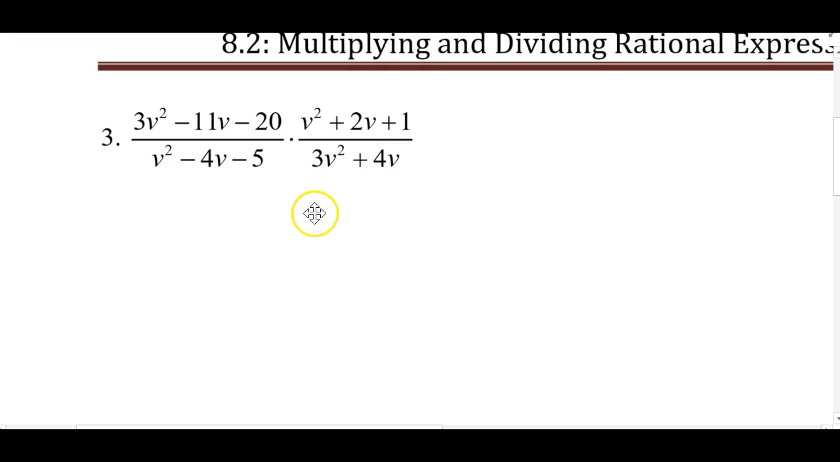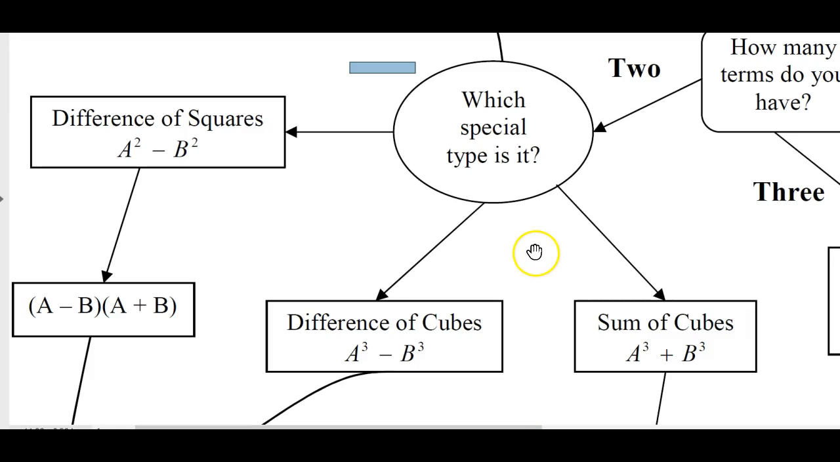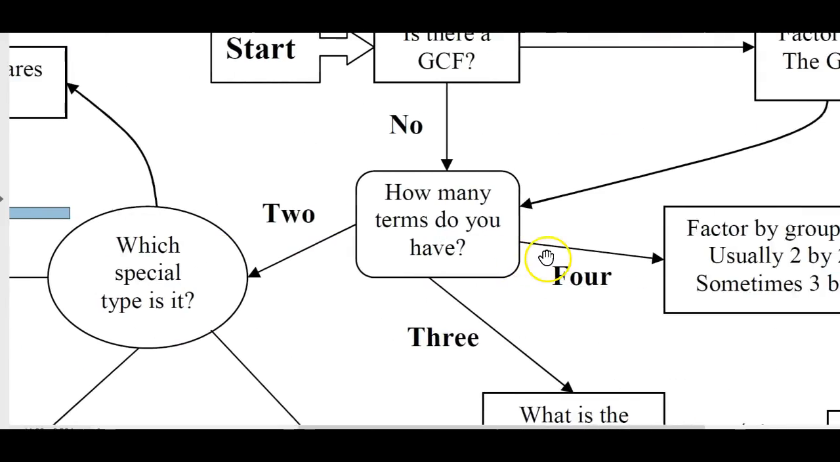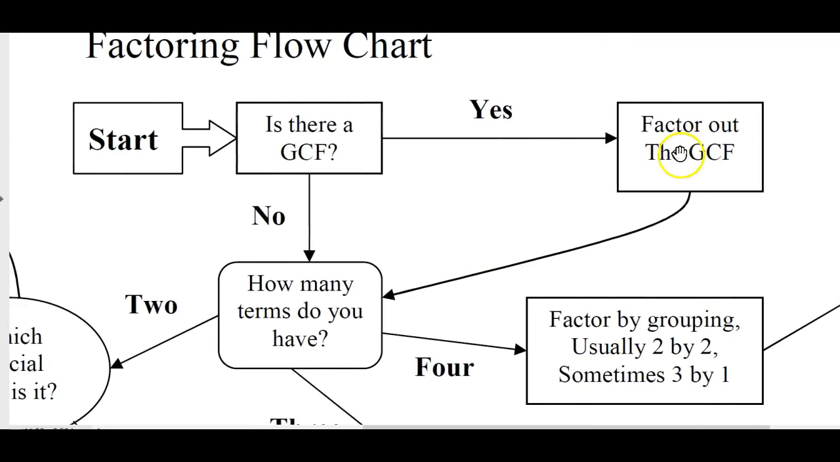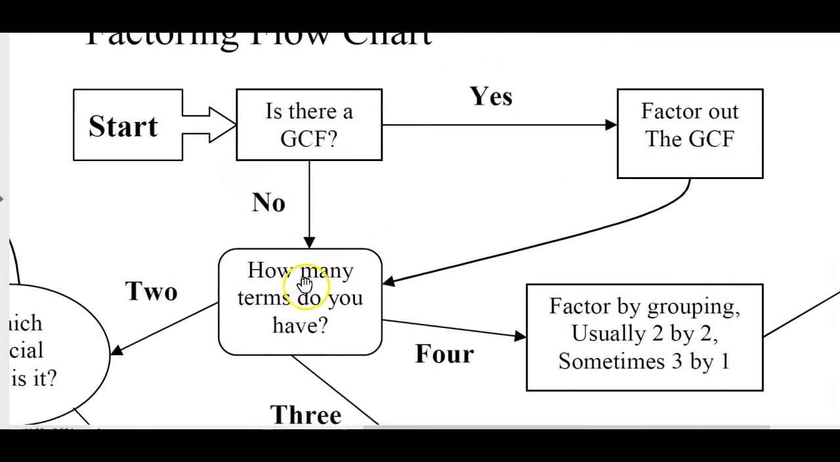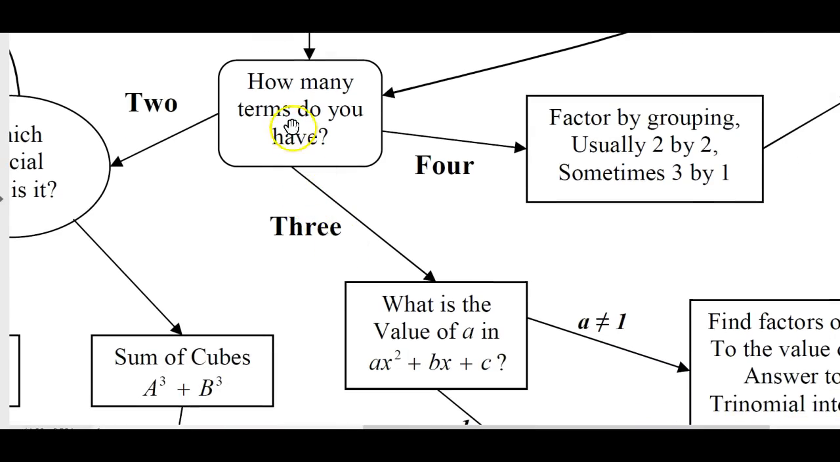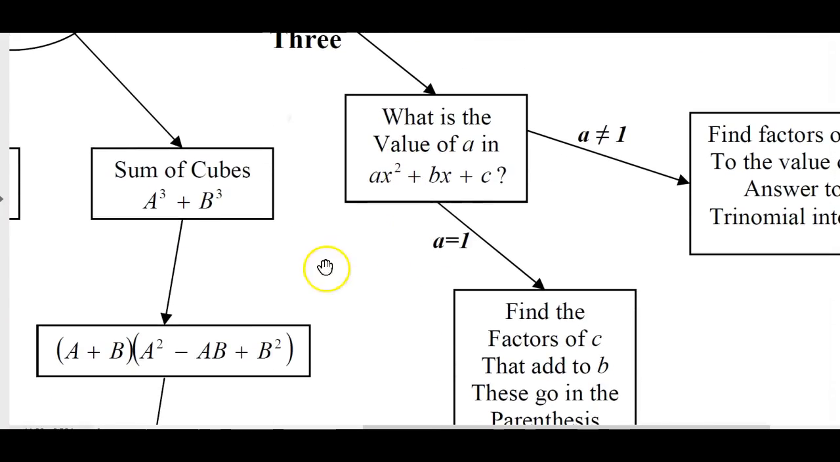So, like here, starting with the first fraction, the GCF is 1. Is that clear, for the numerator? Now, because there are 3 terms, I'll check that for you here. So looking at the start, the GCF is 1. So we move here. How many terms? 3. So we're factoring this form.